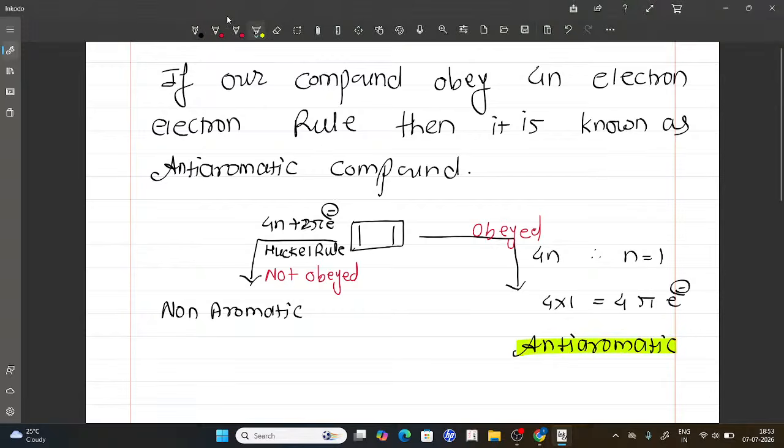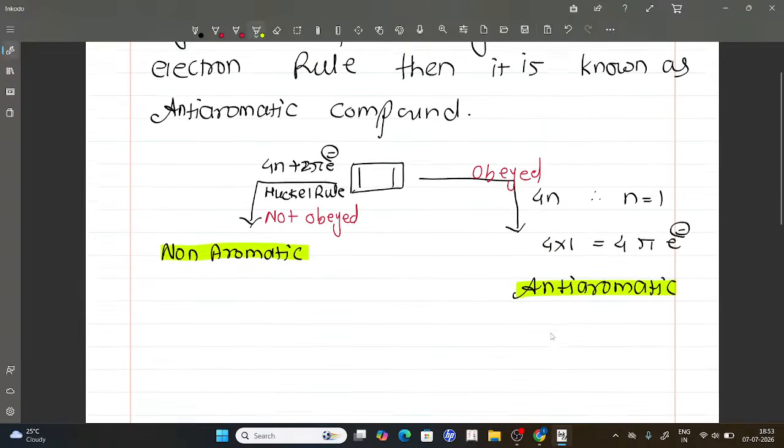Hence, it is an anti-aromatic compound. Okay. So the one simple concept we studied today is that when looking at aromatic, non-aromatic and anti-aromatic compounds, if the compound obeys these conditions, that is cyclic, planar, conjugated, as well as Huckel's rule, then the compound is known as aromatic. But if the compound obeys the 4n rule, then it is known as an anti-aromatic compound. Okay.